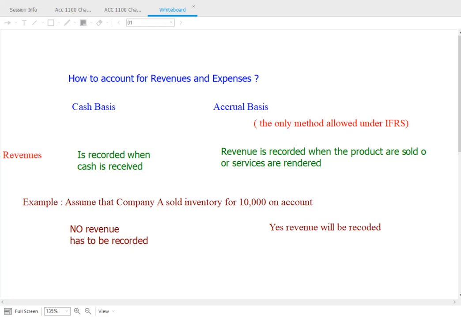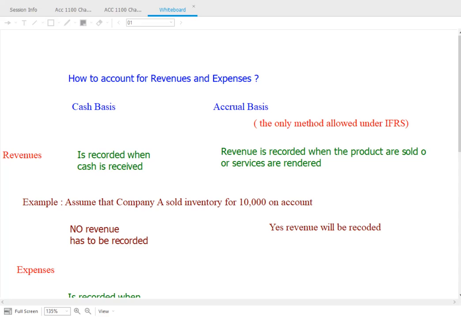Let's go to the expenses. How are the expenses measured under the two bases? For the expenses, if I'm talking about the cash basis, expenses are recorded when cash is paid. So the company says that whenever they have any outflow of cash, this is an expense.